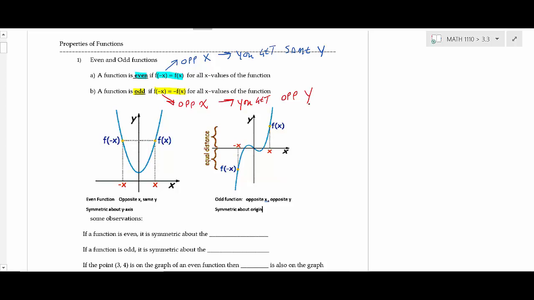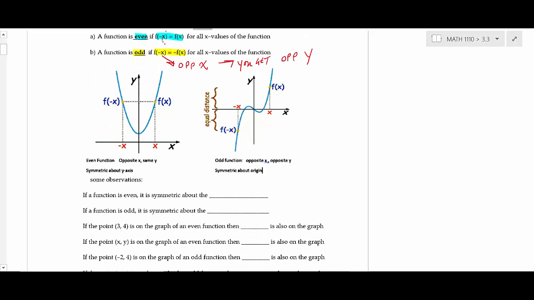If you have x, you have a function value. But if you have negative x, you have the opposite function value. How is that symmetrical? About the origin, okay? So symmetry is certainly a part of that. So the idea is this. If the function is even, then you're going to be symmetrical about the y-axis. If it's odd, you're going to be symmetrical about the origin, okay?